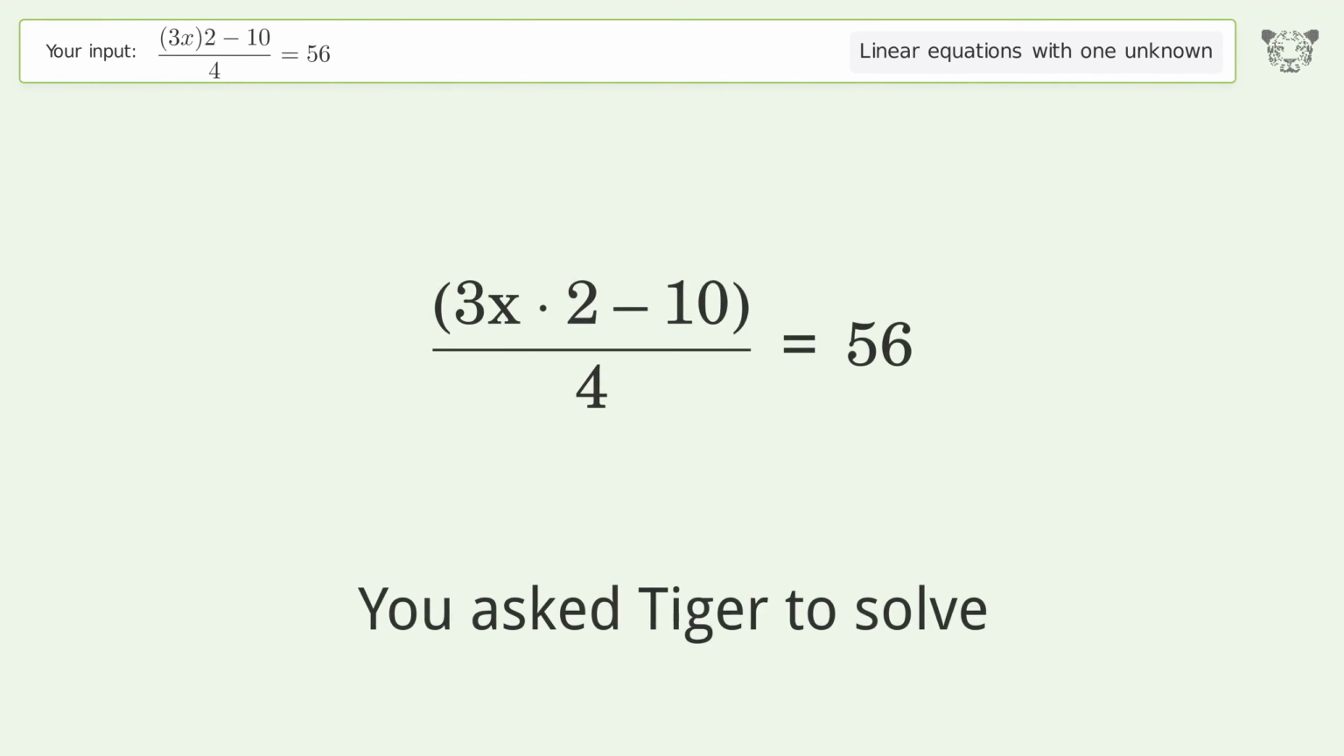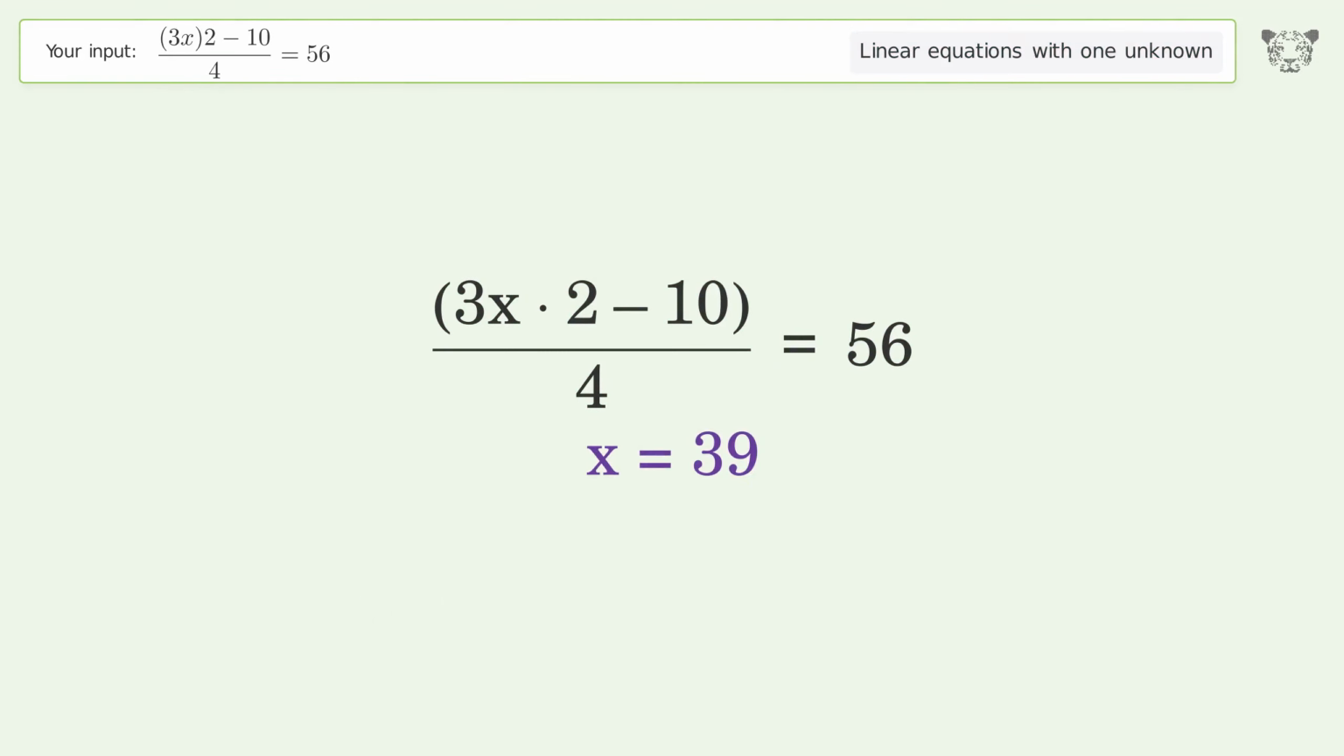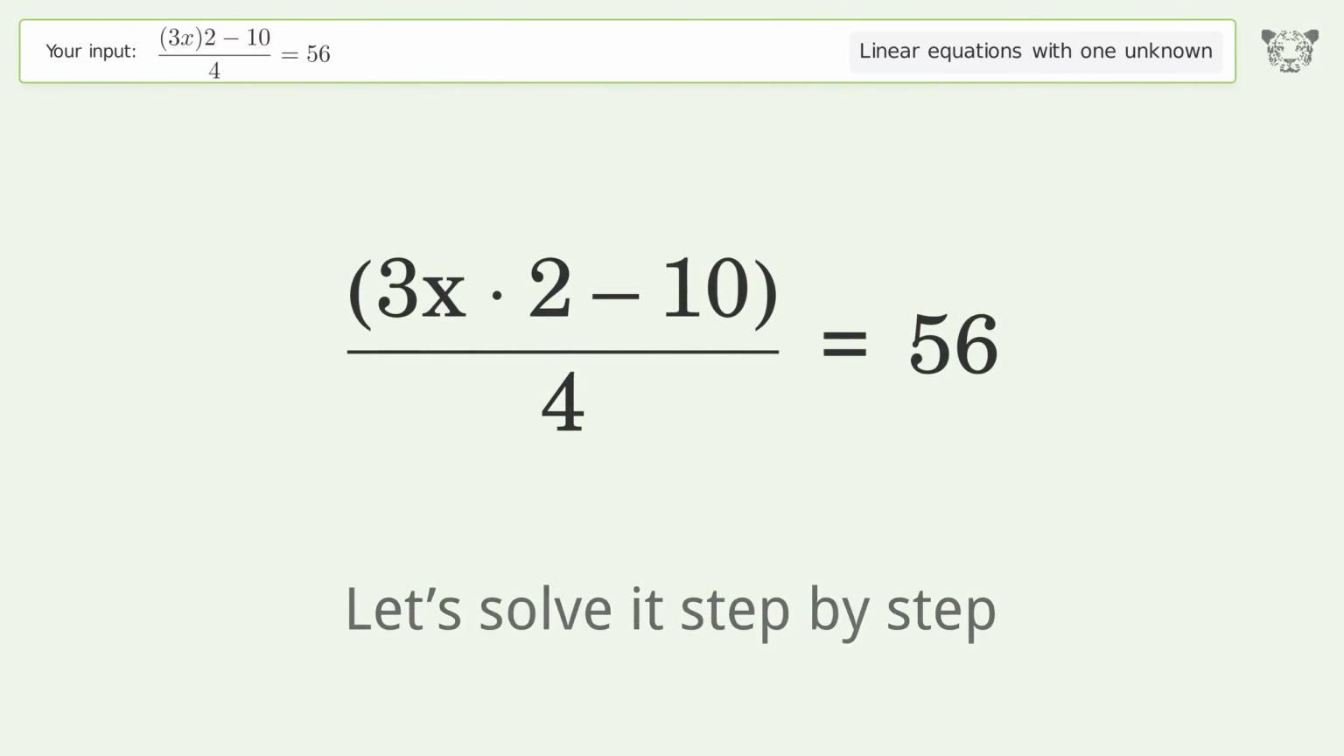You ask Tiger to solve. This deals with linear equations with one unknown. The final result is x equals 39. Let's solve it step by step.